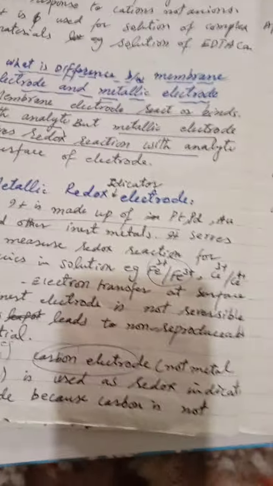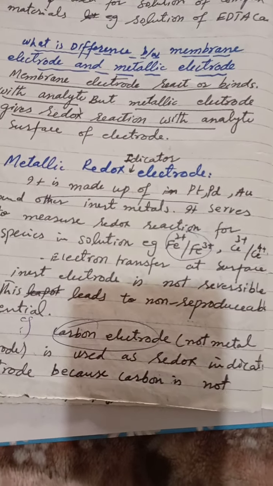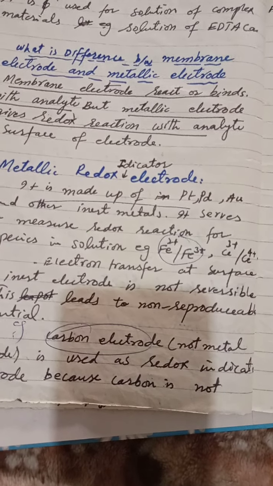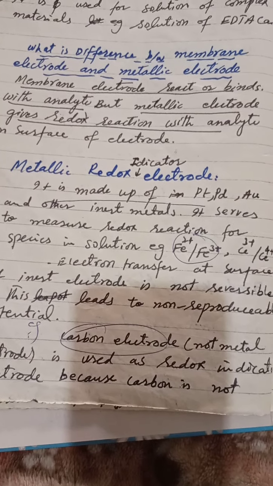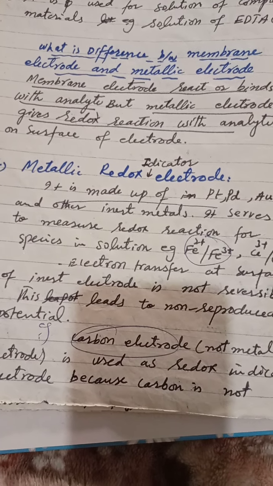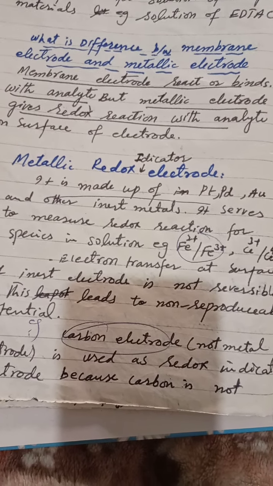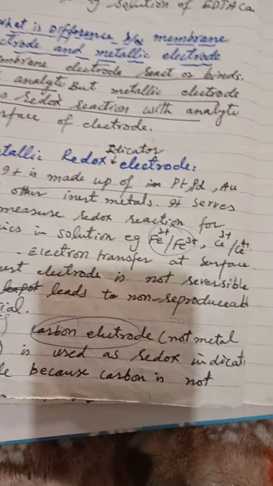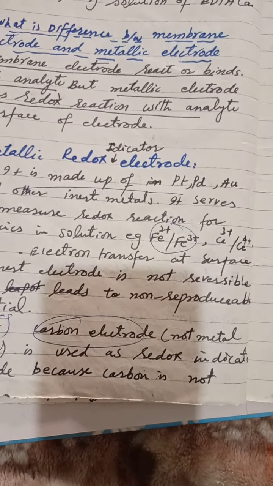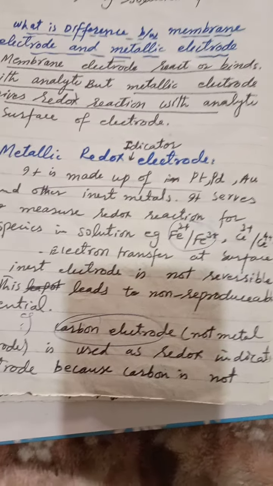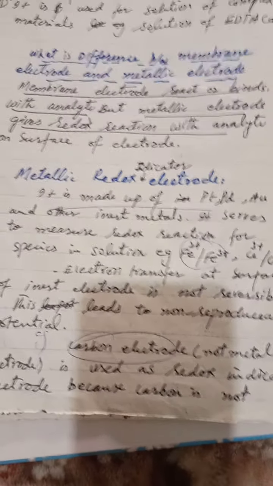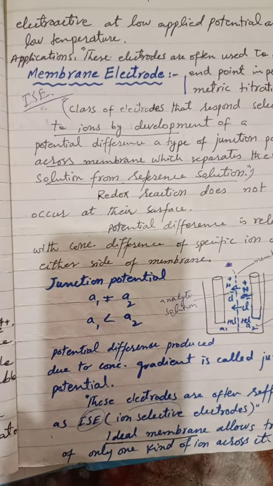Fourth is the metallic redox electrode. This is also an indicator electrode. It is made up of platinum, palladium, gold, and other inert metals. It serves to measure the redox reaction for species in solution, for example iron, calcium, copper, etc. Besides these, we also use the membrane electrode. These are all indicator electrodes.